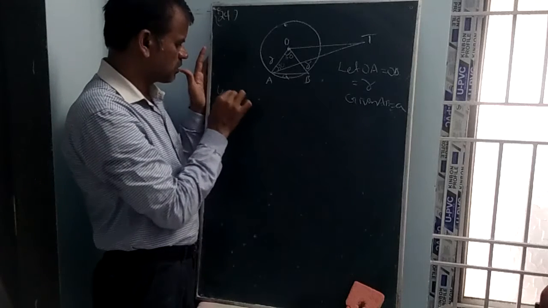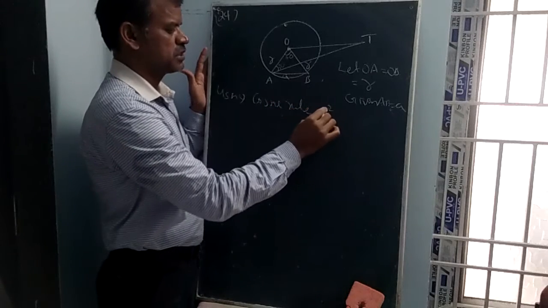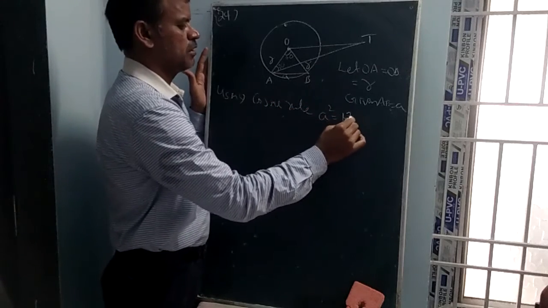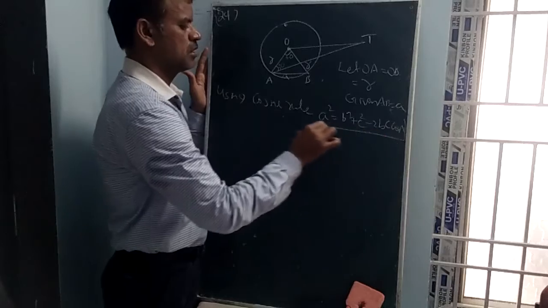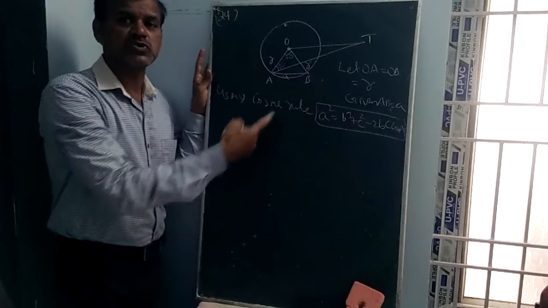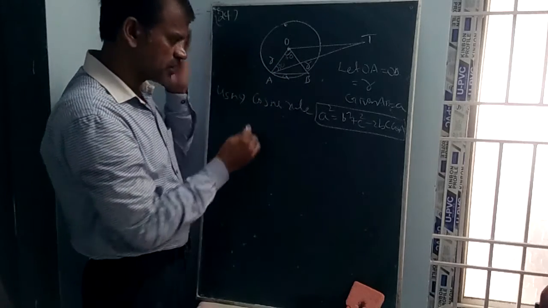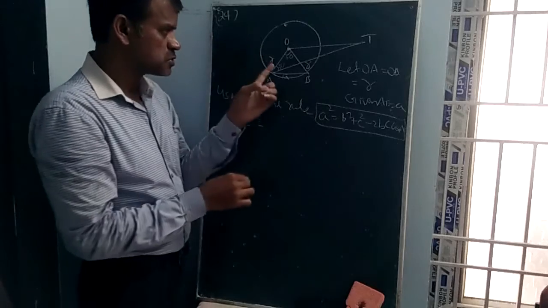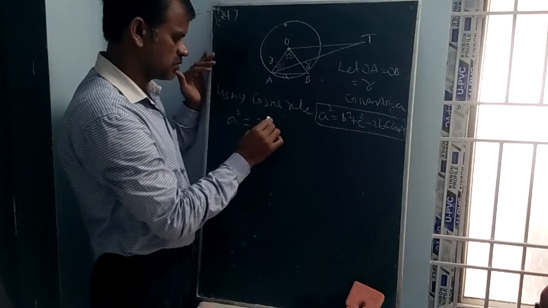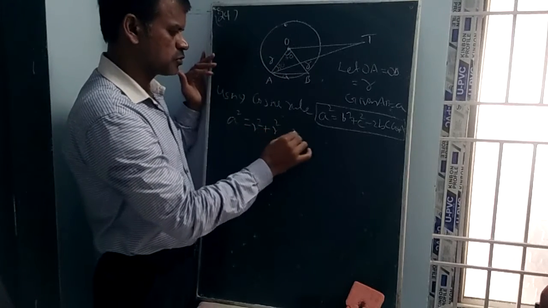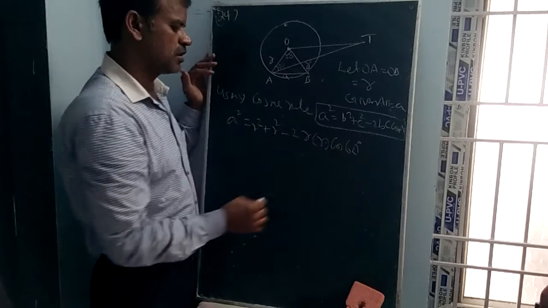Using cosine rule, I am discussing the formula. a square is equal to b square plus c square minus 2bc cos capital A in the properties of triangles chapter. Otherwise, b square equal to c square plus a square minus 2ca cos capital B like this. Whatever side you are calculating, that one is equal to the square. We are calculating a, so a square is equal to the other adjacent sides, R square plus R square minus 2 into R into R cos 60 degrees.